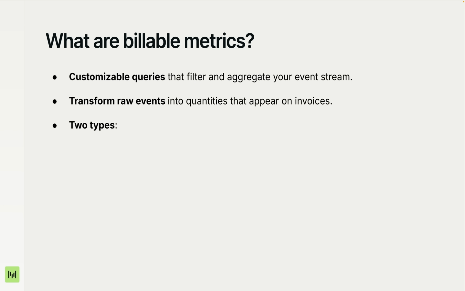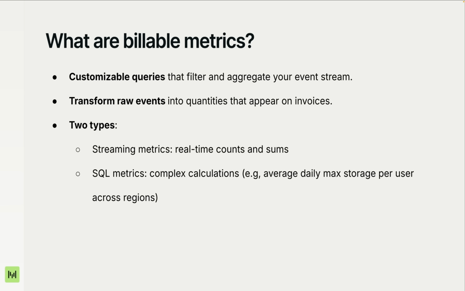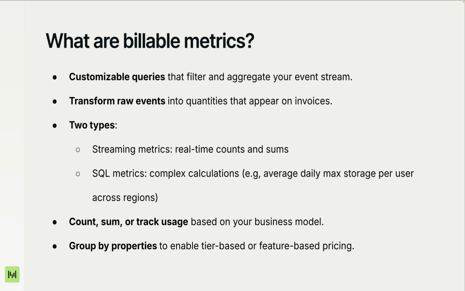And they come in two types: streaming metrics for simple real-time counts and sums, like the number of images generated, and SQL metrics for more complex calculations, such as computing the average daily maximum storage per user across regions. So they let you count, sum, or otherwise track usage in whatever way fits your business model. You can also group by properties in your event to enable tier-based or feature-based pricing. So these metrics are the foundation of your pricing model because they determine what you can actually charge for.